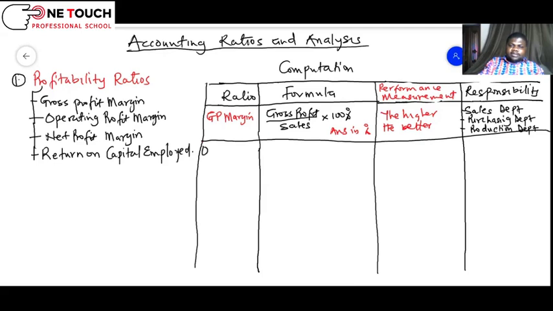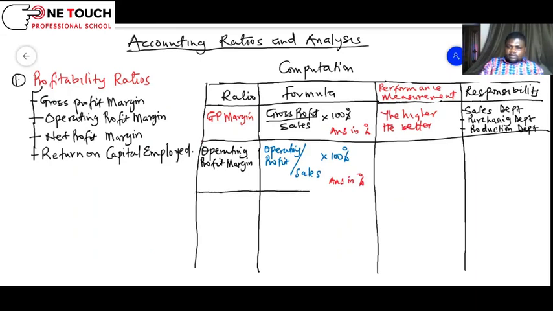Okay, the next one is operating profit margin. This one too is measured as the operating profit over sales times 100%. The answer should be in percentage. Still, the higher, the better.